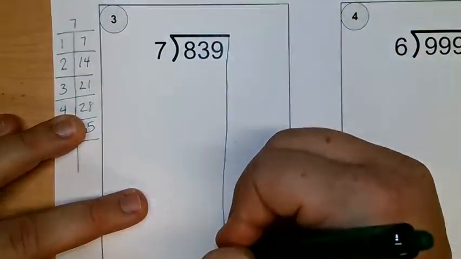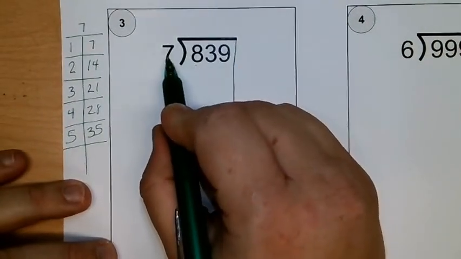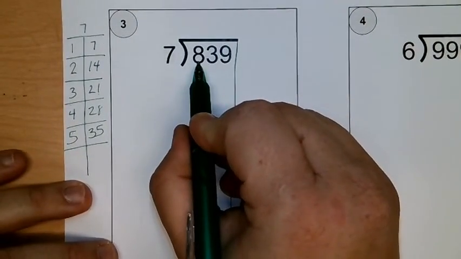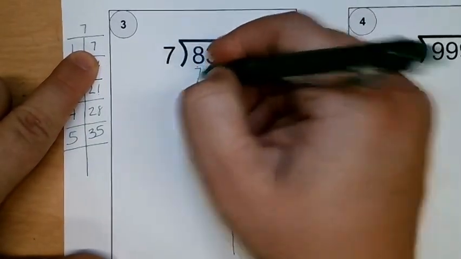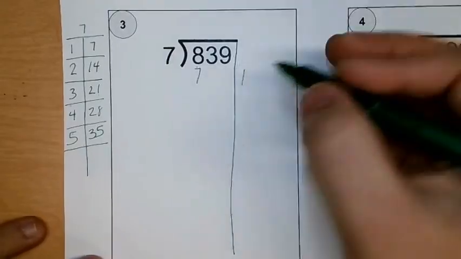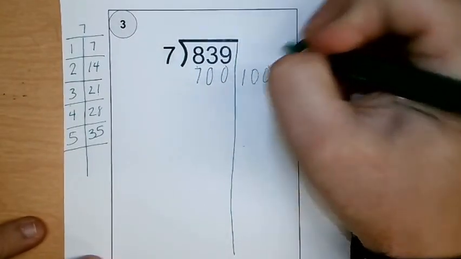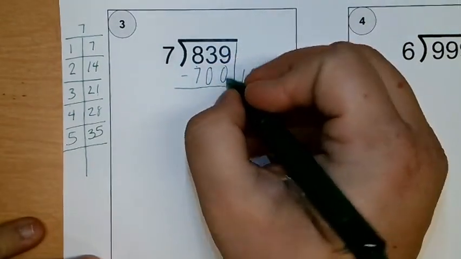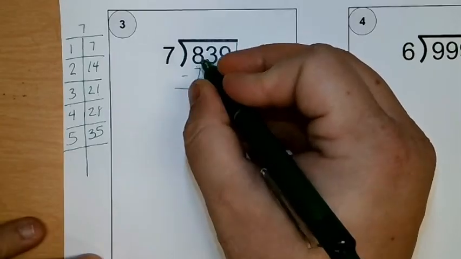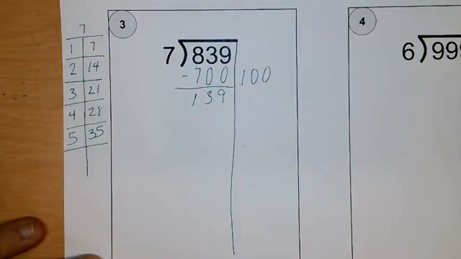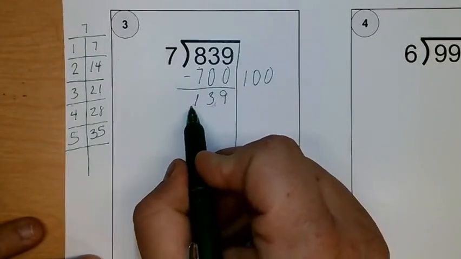I'm going to go ahead and give myself some space over here. And I'm going to see 7 times what will get me closest to this 8. Well, 7 times 1 will give me a 7, right? But then I need to put in my zeros to make sure that the place values line up. 0 and 0. And now 9 minus 0 is 9. 3 minus 0 is 3. 8 minus 7 is 1. Perfect.